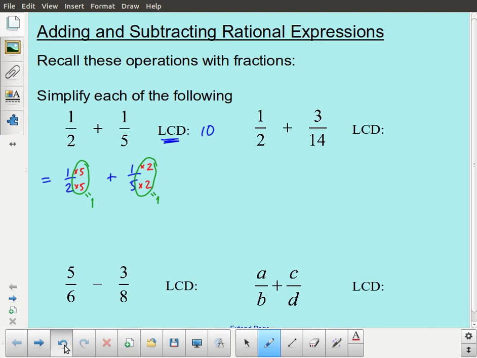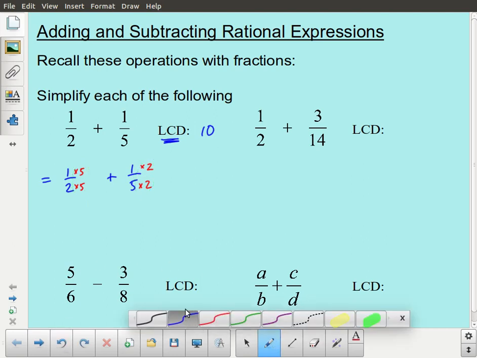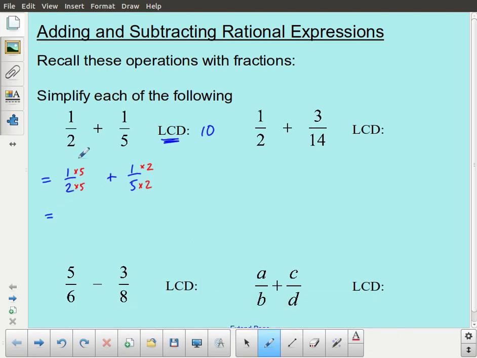All I'm doing here in forming these common denominators is changing the look of the fraction, but not the actual value. So for example, 5 over 10 is still equal to 1/2, and 2 over 10 is still equal to 1/5, and I combine those now. I perform my operation of addition, and I end up with 7 over 10.